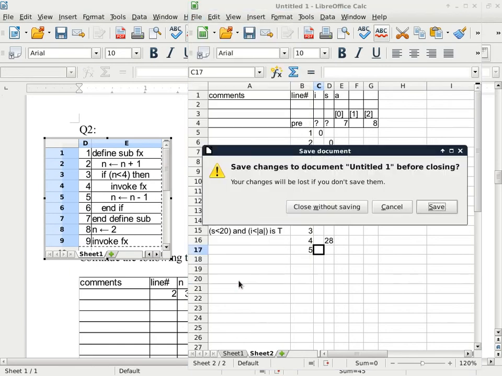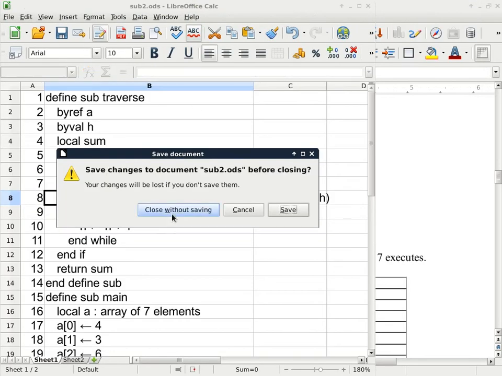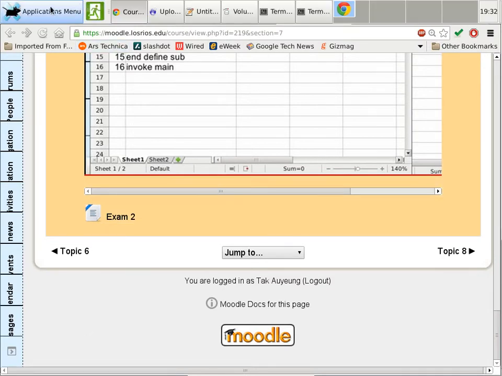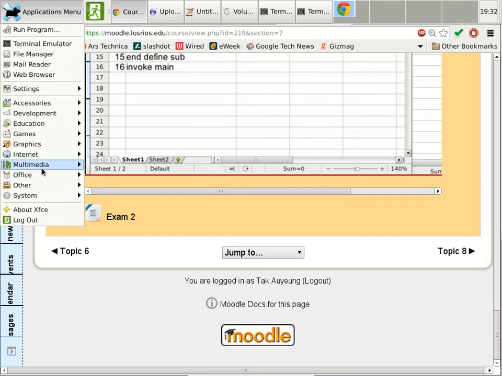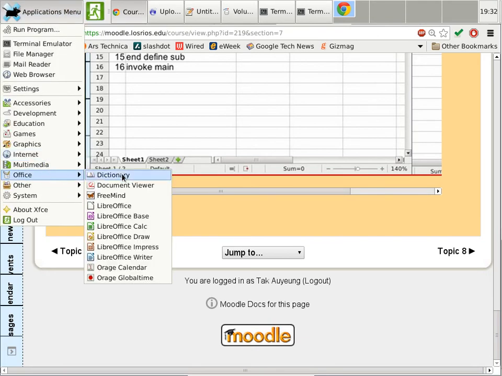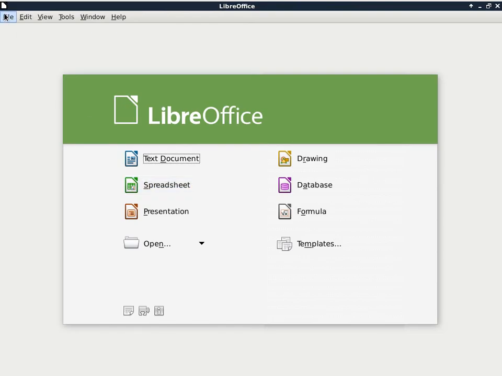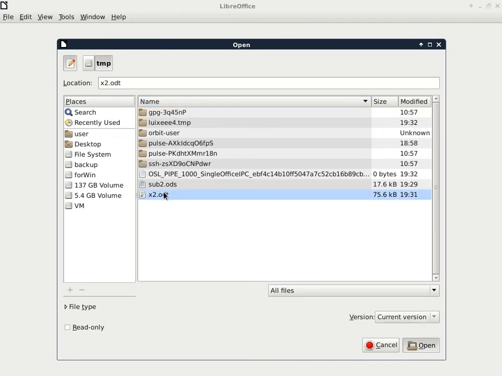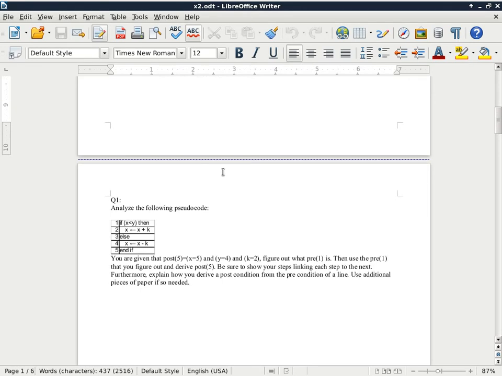So let me get rid of the other one first. Oh, I just closed the one that I did not want to close. That's okay. Just open it again. There we go.